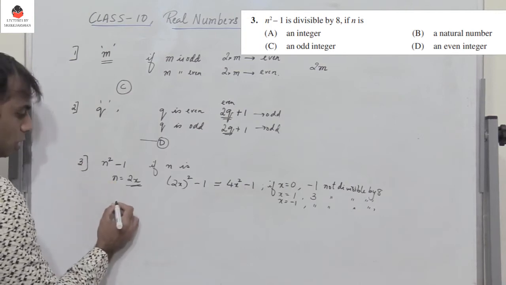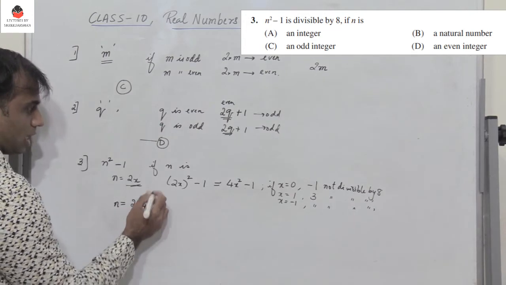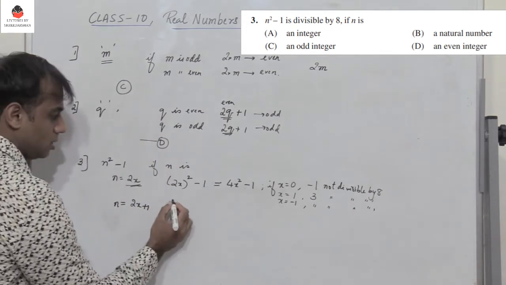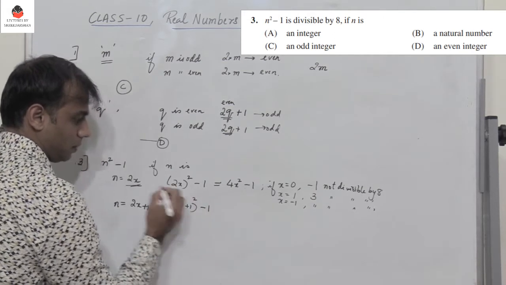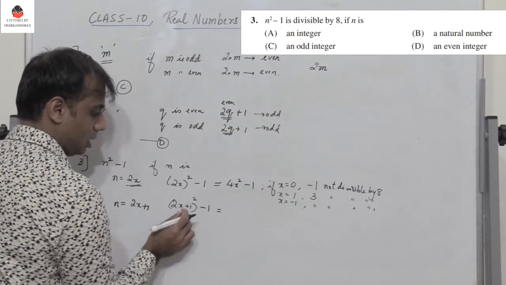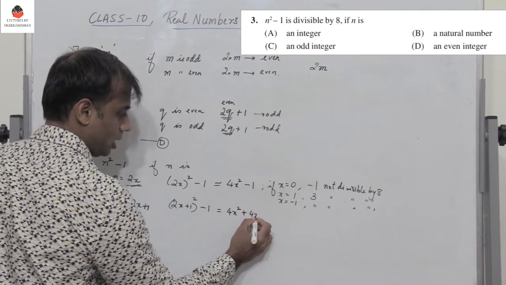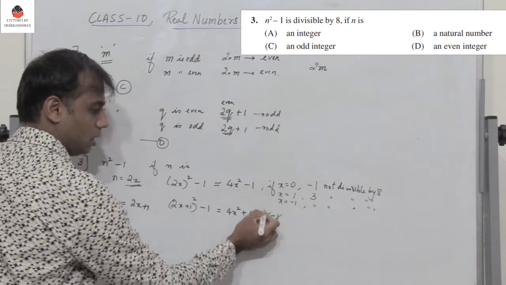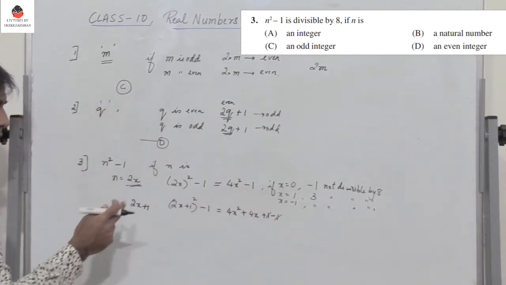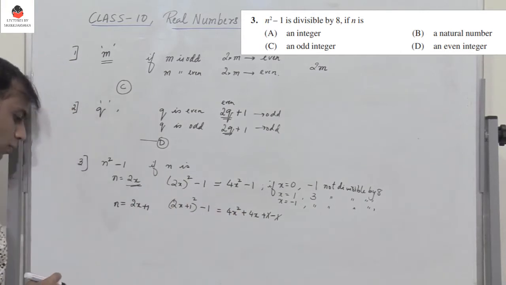Now if n is odd, then it will be of the form 2x plus 1, as we have seen in the previous problem. So let us consider 2x plus 1 the whole square minus 1. In that case I get, let me expand this, 4x square plus 4x plus 1 minus 1. So 1 and 1 get cancelled, plus 1 and minus 1. So we end up getting 4x square plus 4x.